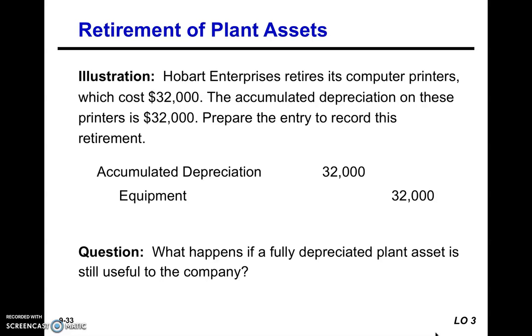Now the question is, what happens if the fully depreciated asset is still useful? If that's the case, we do not prepare this journal entry. We will not depreciate it anymore each year that it is useful beyond its useful life, but still we're going to keep the asset in the books. And this journal entry will be prepared once the asset is completely retired and it's not useful anymore.